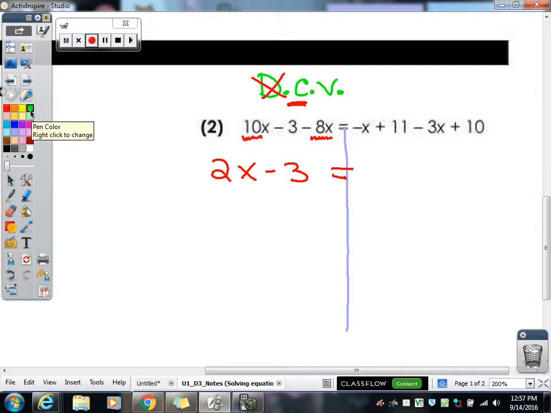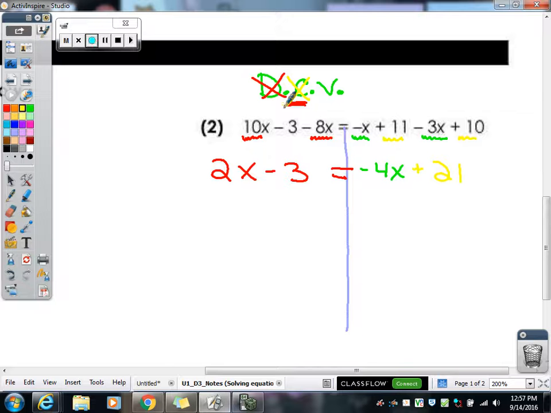On this side, I have the variable -x and the variable -3x to combine. So that's a -1 minus 3. Anybody do that in their head? -1 minus 3 is a -4x. Now I have this +11 and the +10. 11 plus 10 is 21. So I did my C, I did my combining like terms, so that's done.